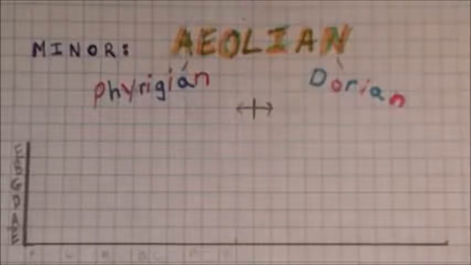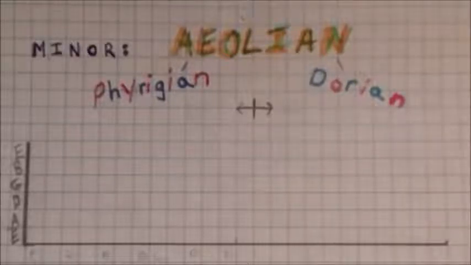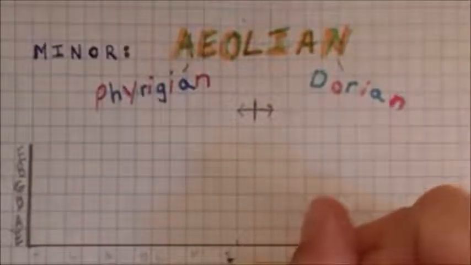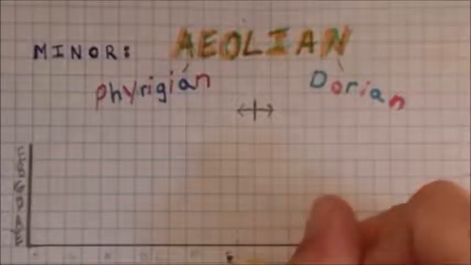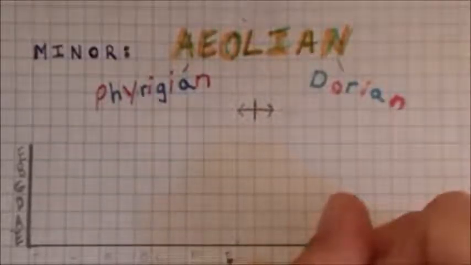Why is Aeolian considered the natural minor scale? Let's see if we can visualize that today using this graph paper method, and see how it'll help us once we do that. Just for an example, we're going to start with our root on the note E today, but it really doesn't matter what note we start with.